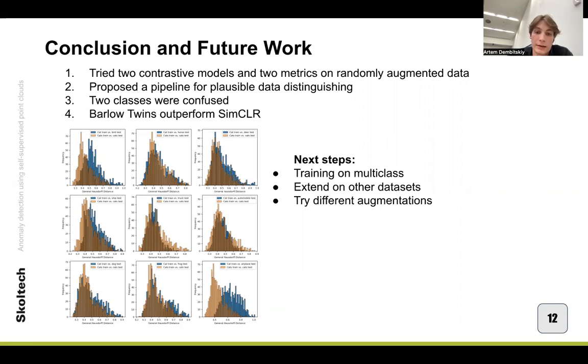These are training on multiple classes instead of one class. Also, we can extend the data sets to, for example, larger images. And also, we should use different augmentations and perform a search on how the augmentations affect the separation threshold of the data set between normal and abnormal objects.